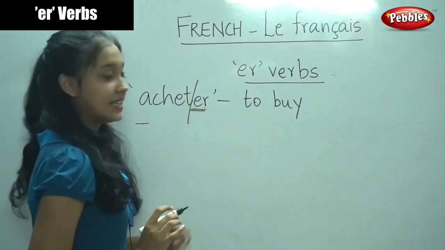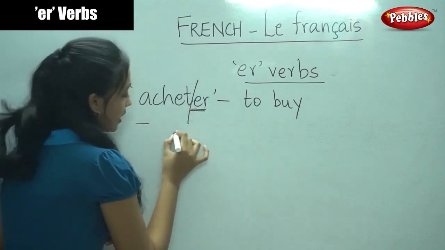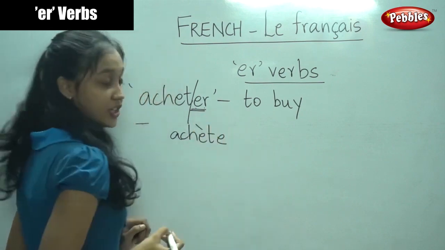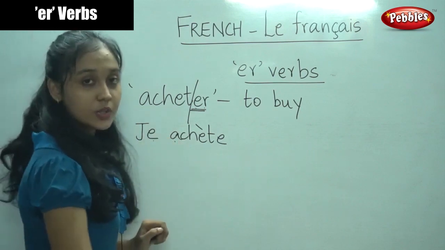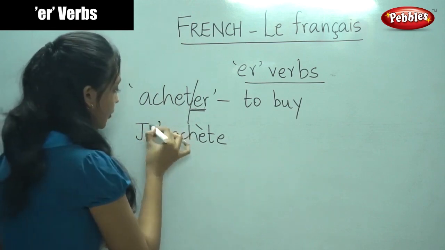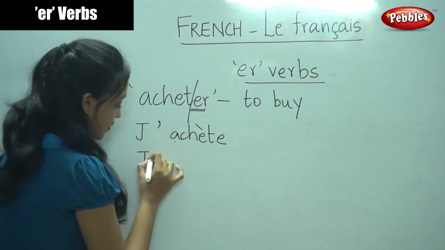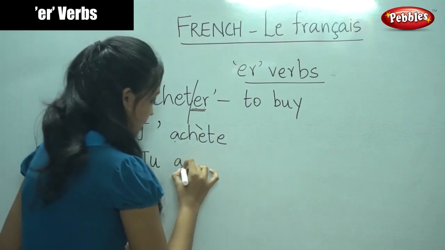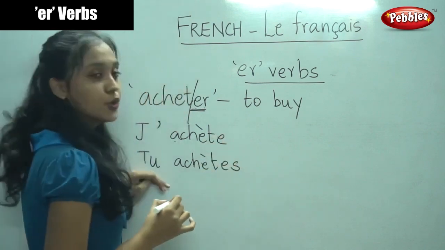We remove letters E and R and we replace them with E. A-C-H-E-T-E. J'achète. But here, since there is a vowel clash, you remember what we would do? We would replace the first vowel with an apostrophe. So, j'achète. The next one, for tu, do you remember what is the rule? Yes. E-S. Tu achètes.